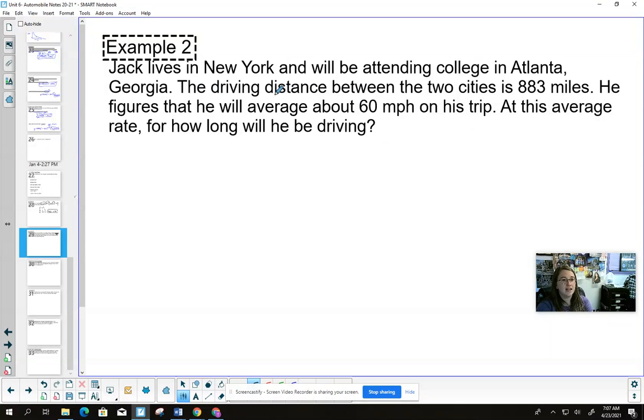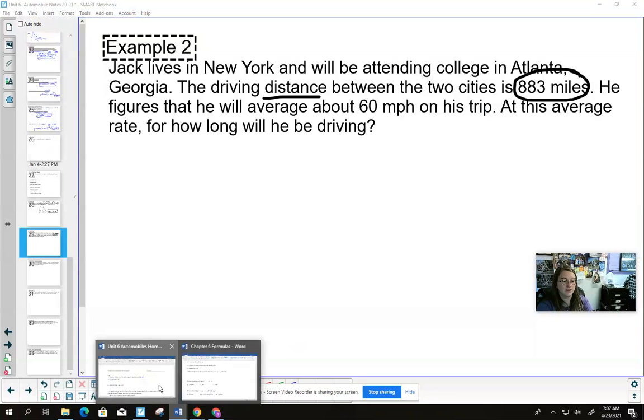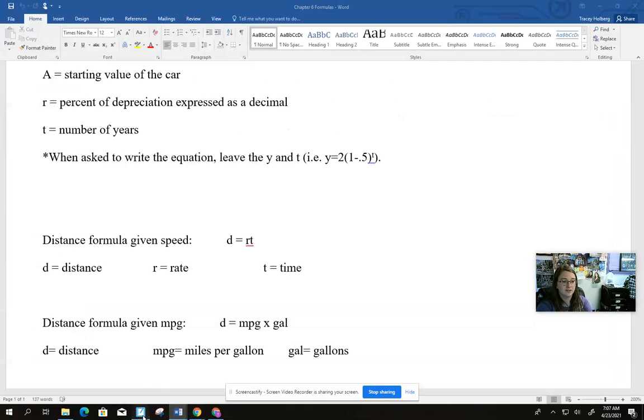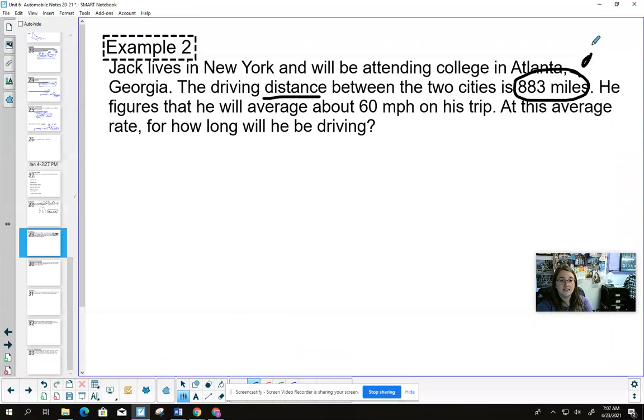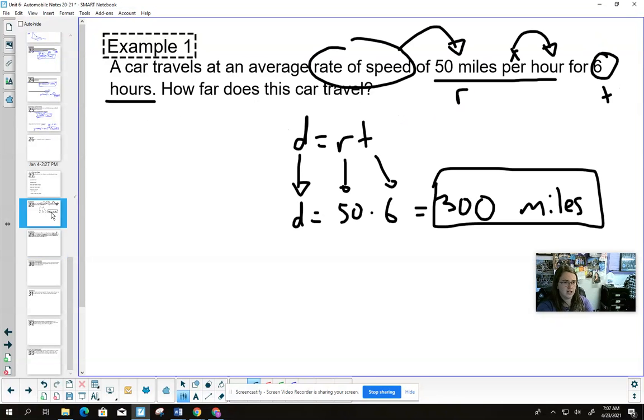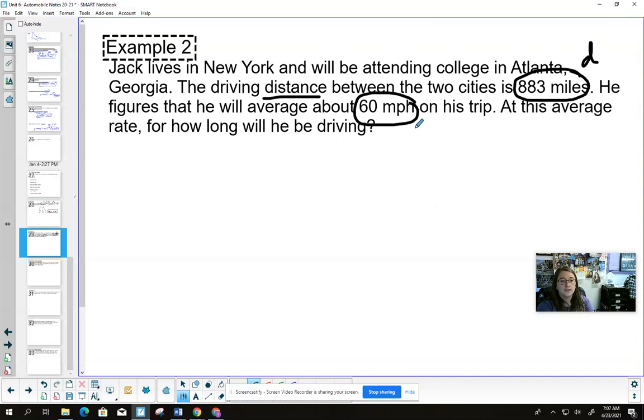The driving distance, the distance. This is going to be what variable that we're working with here in our formulas? D, this is going to be D, right? That's the distance. He figures that he will average about 60 miles per hour on the trip. Now, again, it doesn't say it here as clearly as it did last time, but what variable would this be based on what we were using last time? This is going to be R. Again, R is your rate of speed.